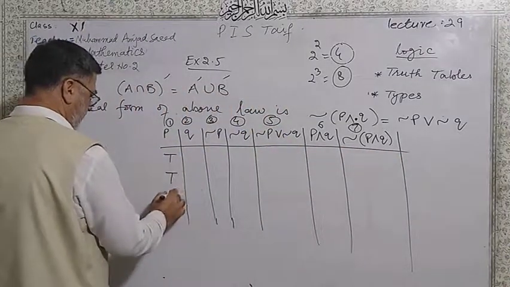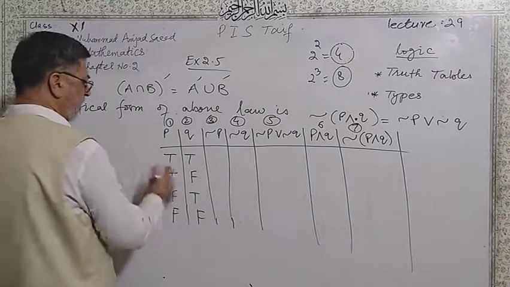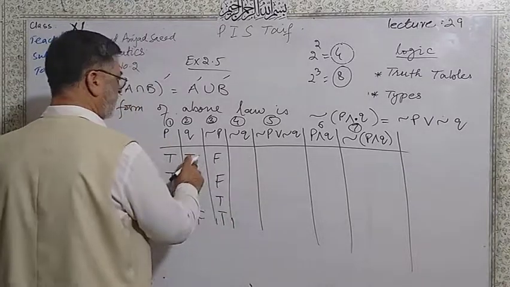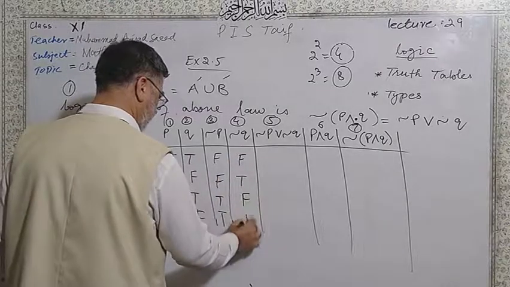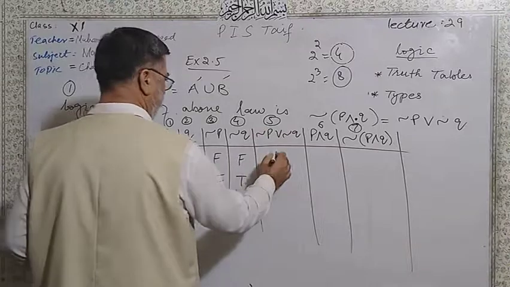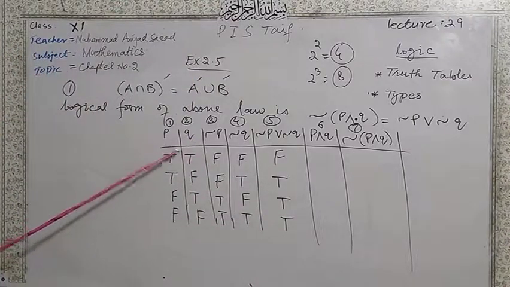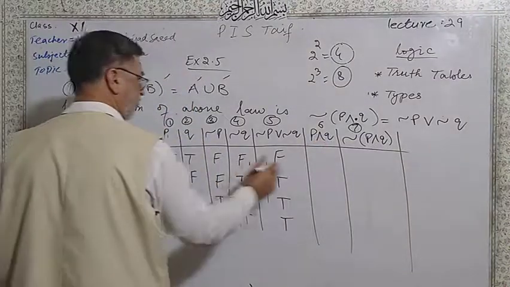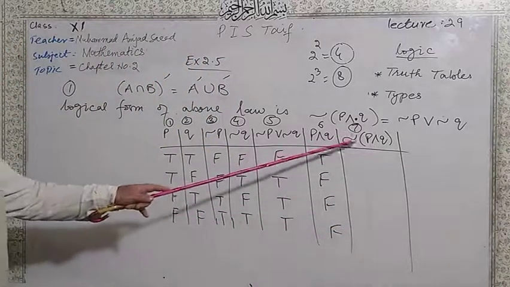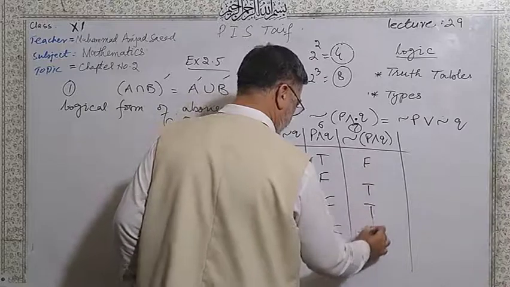Here is T, T, F, F, and T, F, T, F. Not being an opposite of P: F, F, T and T. Not Q is F, T, F and T. Not P or not Q, meaning union: F or F is F, then T, T and T. P and Q, meaning intersection: T, F, F and F. After that, not of this, being the opposite of this: true is false. This is true, true and true.